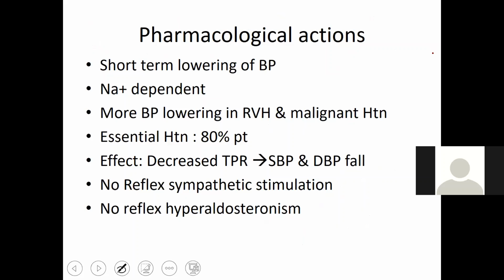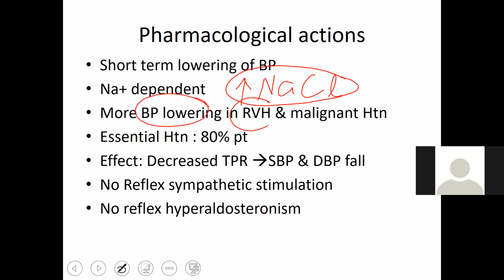They are meant for short-term lowering of blood pressure, and this lowering is usually sodium dependent. If someone consumes a large amount of salt while being given an ACE inhibitor, then the hypotensive action of the drug may not be that much. But more blood pressure lowering happens when there is right ventricular hypertrophy, and whenever the patient is symptomatic and there is more hypertension, the effect will also be more.